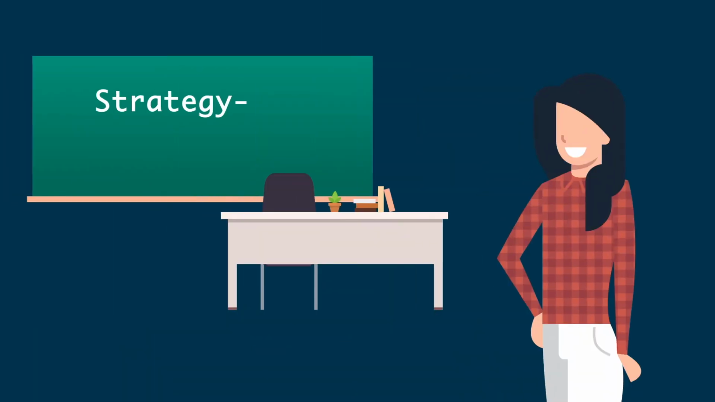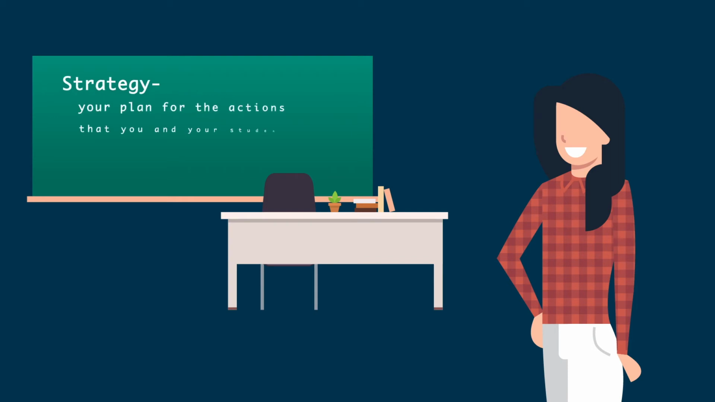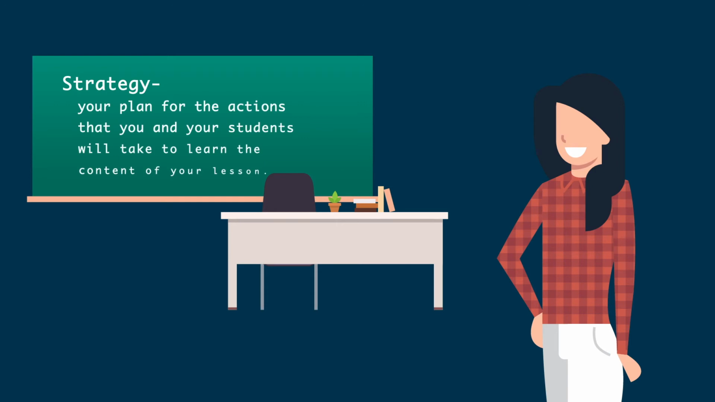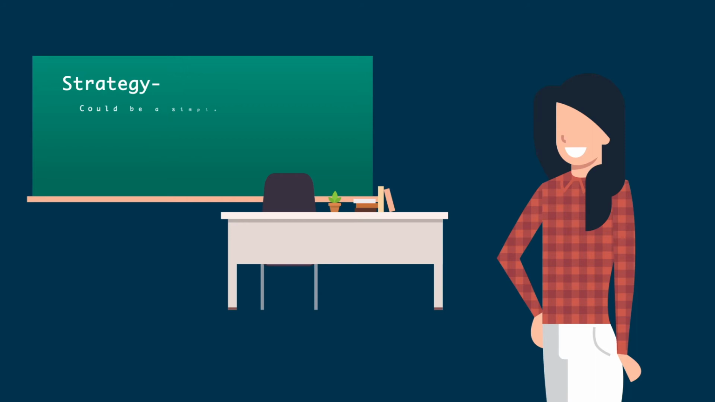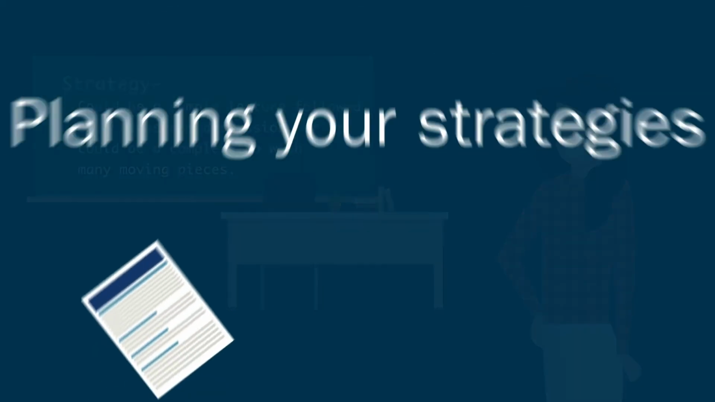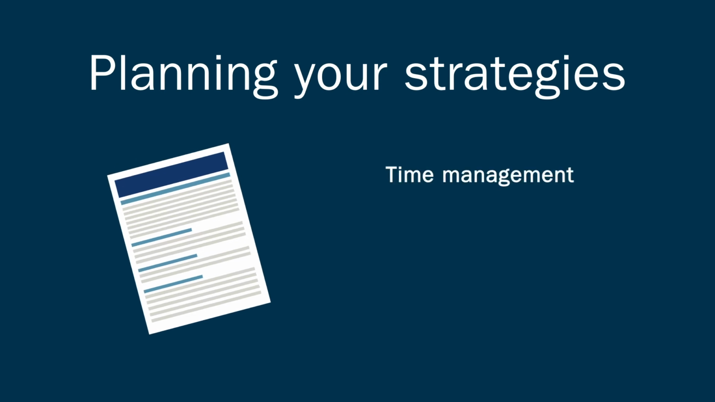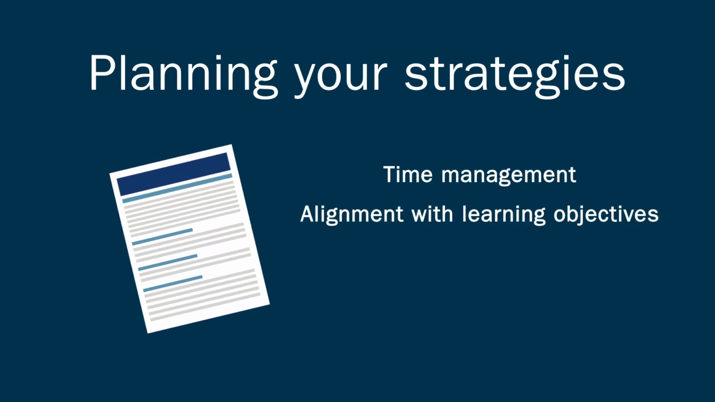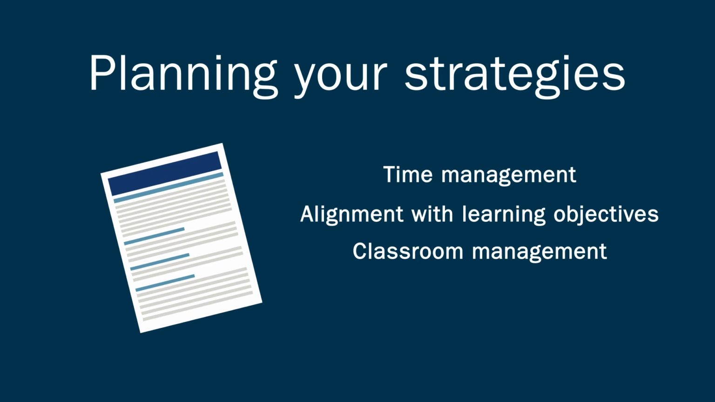Next, we'll move on to strategies. A strategy is your plan for the actions that you and your students will take to learn the content of your lessons. A strategy could be a simple lecture, followed by a classroom discussion, or it could be a complex lab with many moving pieces. No matter what strategy you choose, it is important to have a plan in place. Planning your strategies will help with time management, alignment with learning objectives, and classroom management.